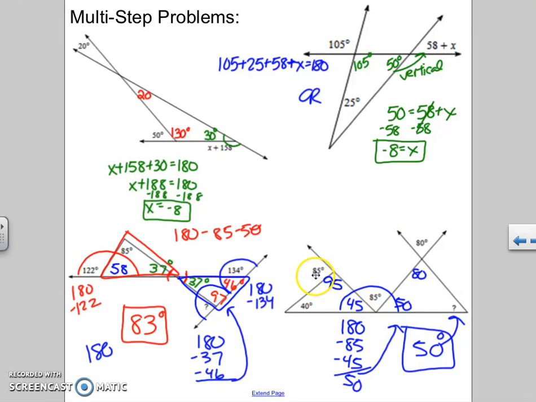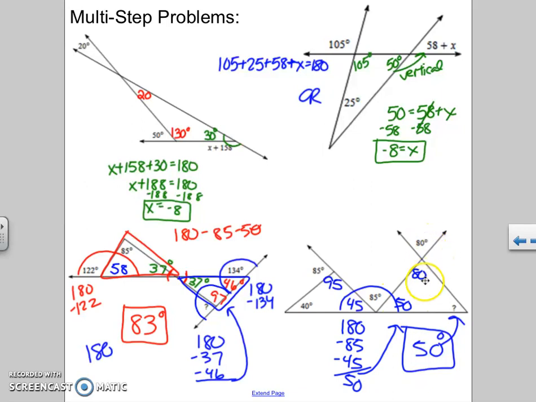So on this one, I saw that these two angles were a linear pair. So I did 180 minus 85 to give me 95. I had to find this third angle of my triangle. So I did 180 minus 95 minus 40 to give me this angle. The trickiest part with this, to get over here, they're not vertical. You've got a linear pair, but you've got three angles. So I did 180, take away 45, take away 85. And that gave me 50.